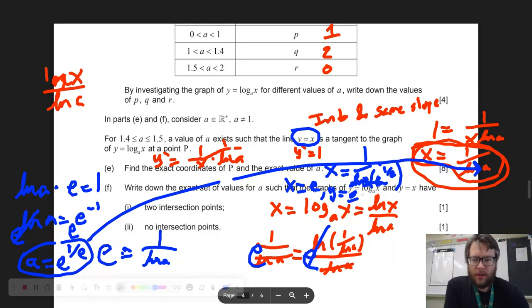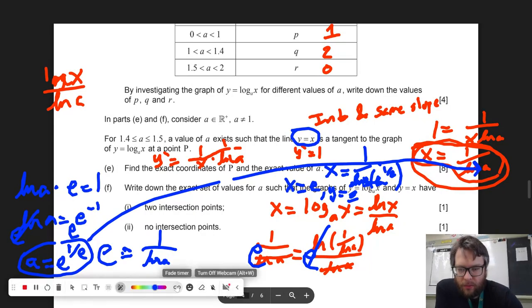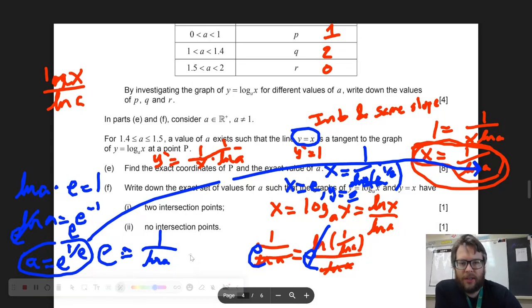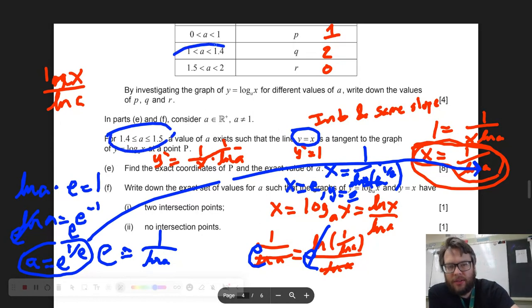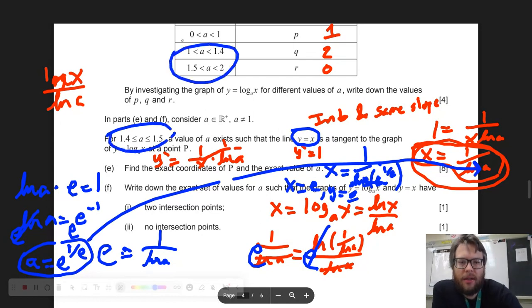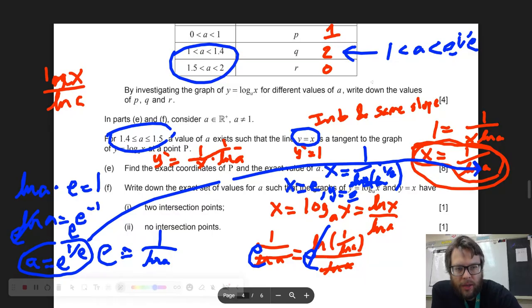Okay, so then using that, we can now say what range of values will have 2 and will have no intersection points. Because this point right here is in between 1.4 and 1.5, so it's kind of getting in between this area here. So now I know that when 1 is less than a is less than e to the 1 over e, then you have 2 intersection points. And when e to the 1 over e is less than a, then you have 0 intersection points.